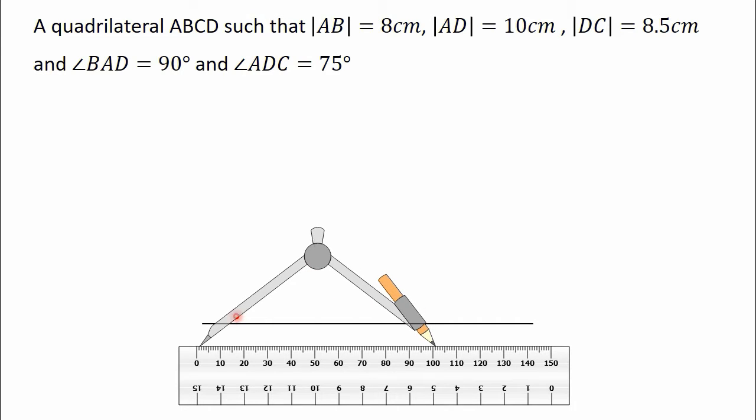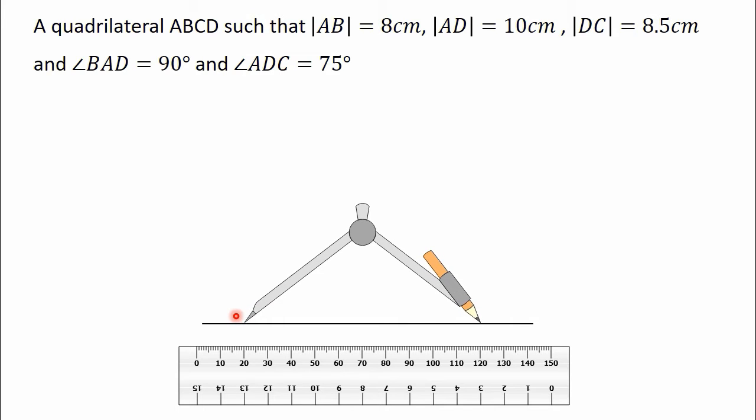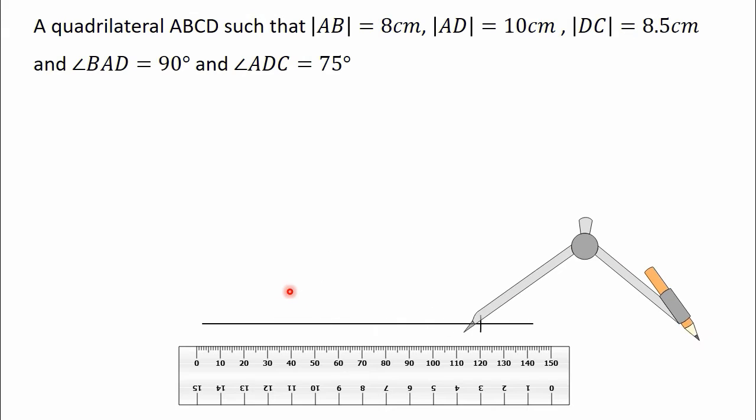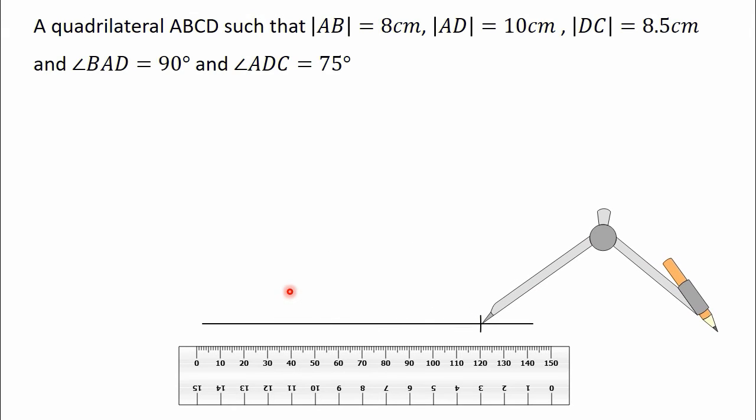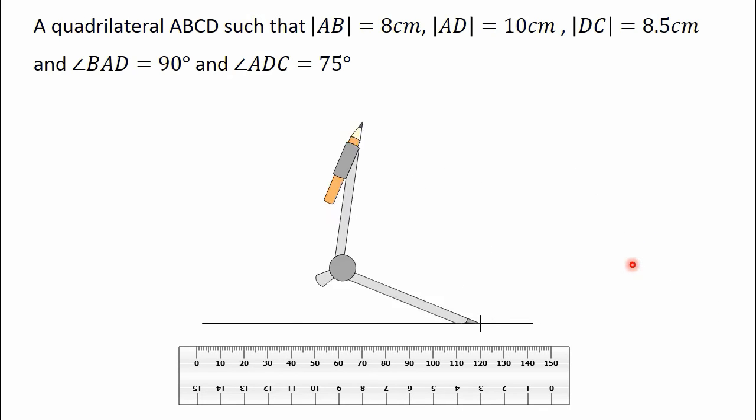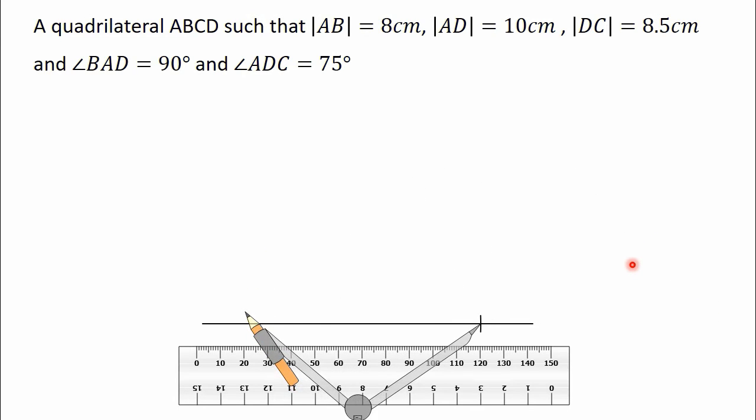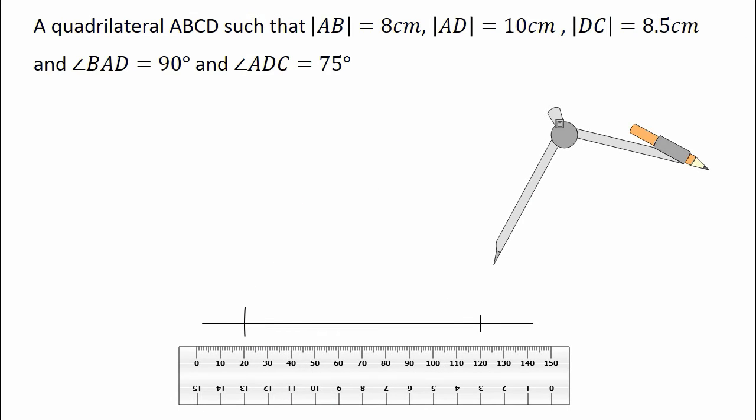After getting this, I'll transfer it onto the line. So I'll put the needle of the compass here, then I'll turn the compass a little bit and construct an arc to intersect the line. After that, with the same radius, I'll move the needle of the compass to this point, then I'll turn it again and construct another arc to intersect the line. I'm going to clean this part of the arc, and I'll clean this part also. I'll clean here and clean here too. This is point A and this is point D. The length of the side AD is 10 centimeters.